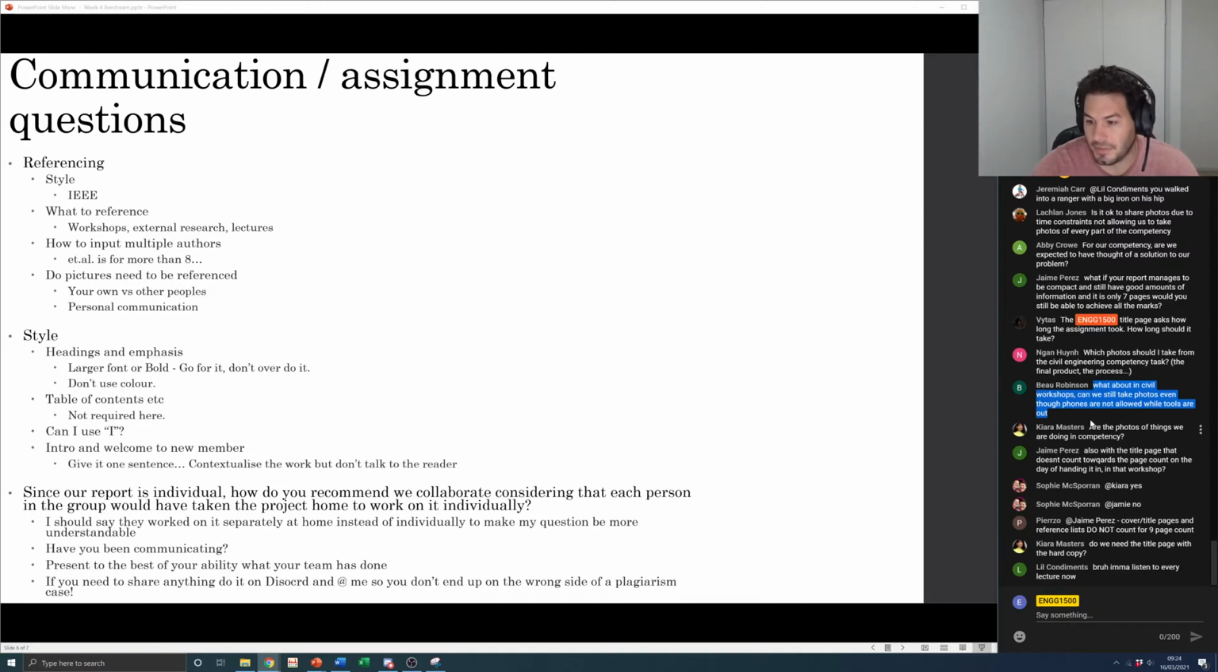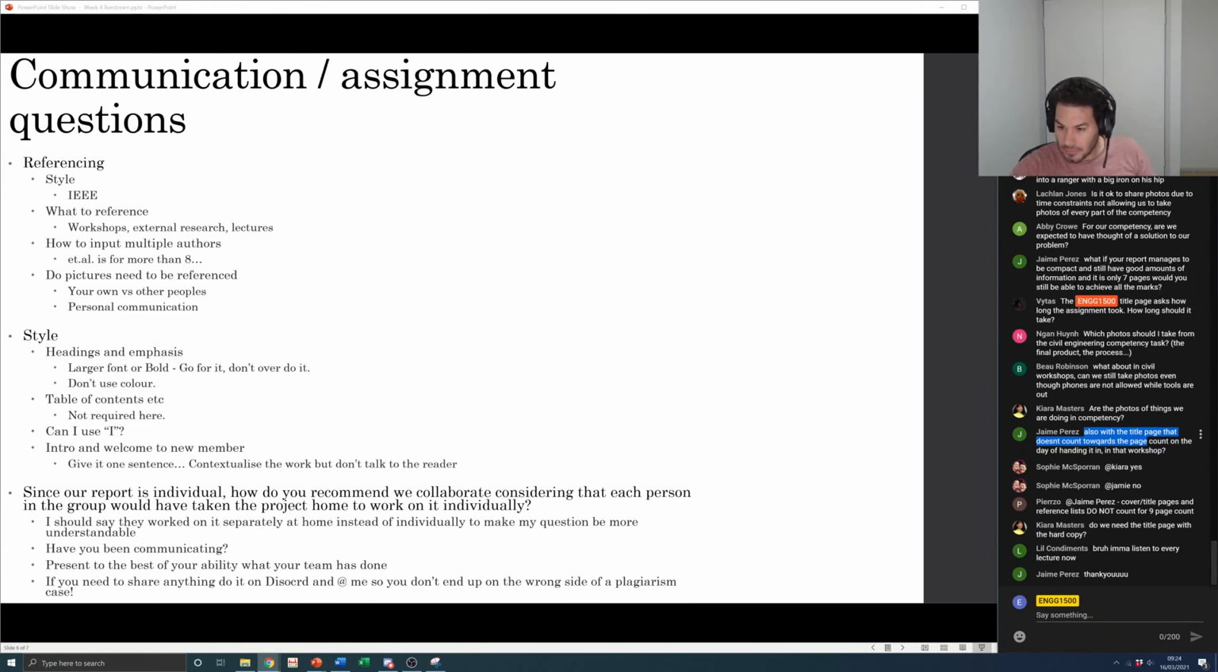Are the photos of things we're doing in our competency? I assume that's what most people are talking about photo-wise. Maybe there's other things as well. Also with the title page, that doesn't count towards the page count. Correct. The title page does not count. Yeah. 9 pages, not including the title page, not including the cover page, not including references.